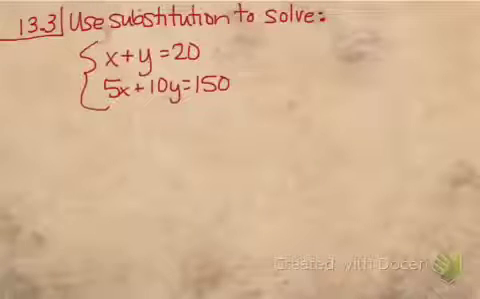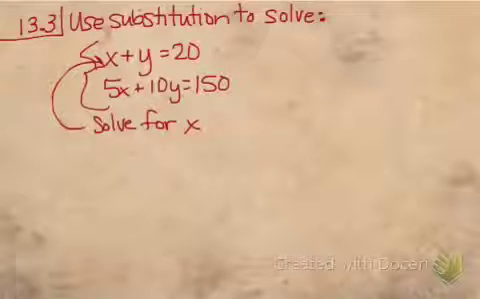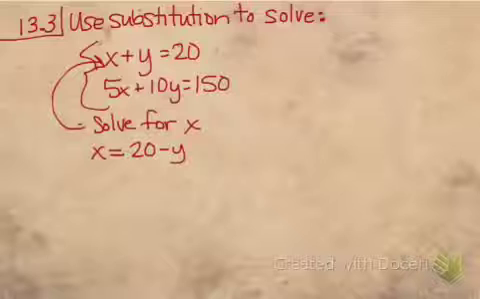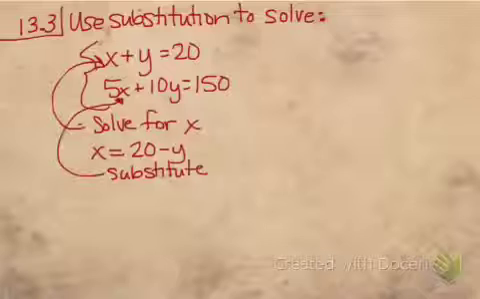Now, we'll use substitution to solve this one. In this one, we can solve either for x or for y. It doesn't matter. You'll get the same solution no matter what you solve for. So we'll solve for x. So that means we'll subtract y from the top equation to get x equals 20 minus y. We'll take it and plug it in.